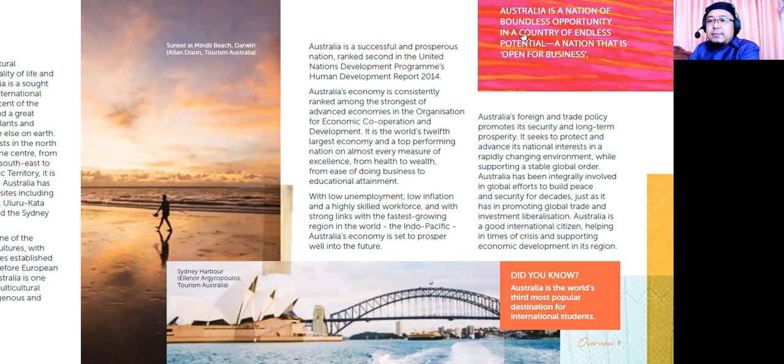Australia is a nation of boundless opportunity and a country of endless potential. A nation that is open for business.